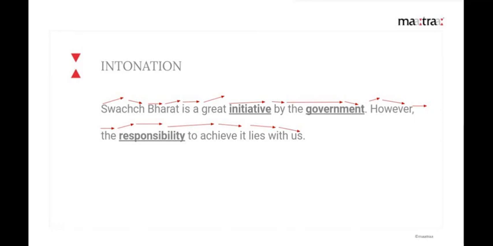All right. Now, you'll notice that there is a pattern when we speak or read. The words go up or down. And you can see in the first 2 sentences with the arrows on each word. Swachh Bharat is a great initiative by the government. However, the responsibility to achieve it lies with us. This pattern of sounds that we make going up or down is called intonation. And this is what makes our speech different along with expression.